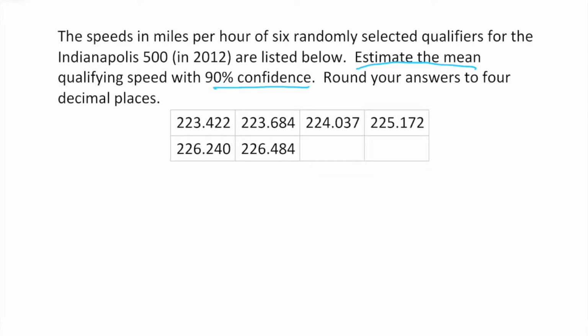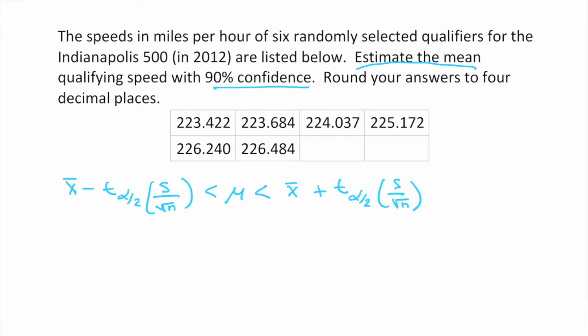So first we'll go ahead and write down our formula for calculating confidence intervals. So we've got x bar minus our t-value times the standard error, which is sample standard deviation divided by square root of n. And that's going to be less than the mean, which is going to be less than x bar plus t-value times the standard error. And in this case, we know that we're using the standard error s because we have a sample here. So we have these randomly selected qualifiers.